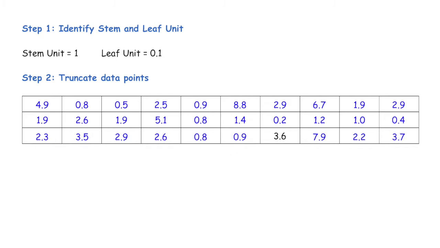So there we have it. I've truncated all of the data points. If a value such as 3.6 didn't have an extra decimal, it's obviously not going to change, but the rest of them are going to be displayed this way.